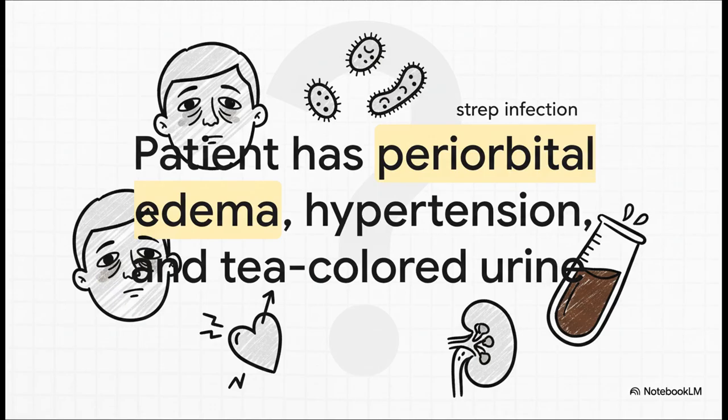So you have a school-aged kid. They've got swelling around their eyes, they have high blood pressure, and their mom says their pee looks like tea. And you find out they had strep throat a couple weeks ago. What is screaming out at you? What do you think is going on?